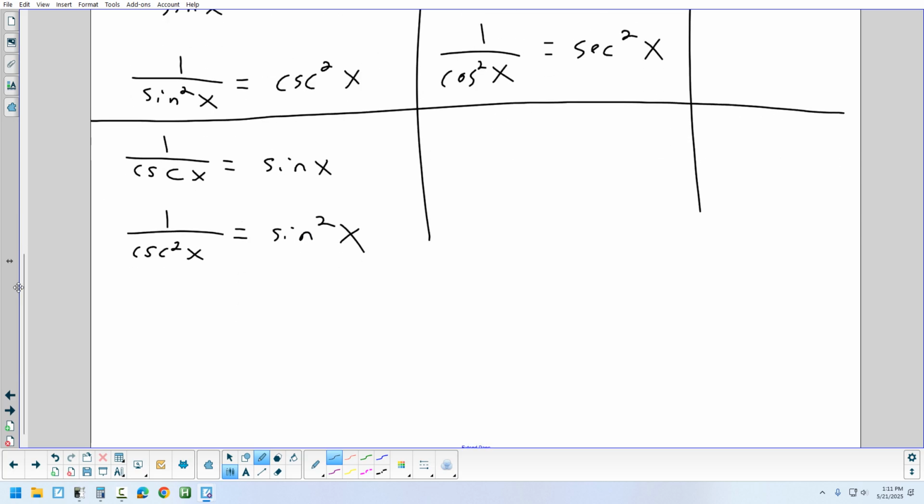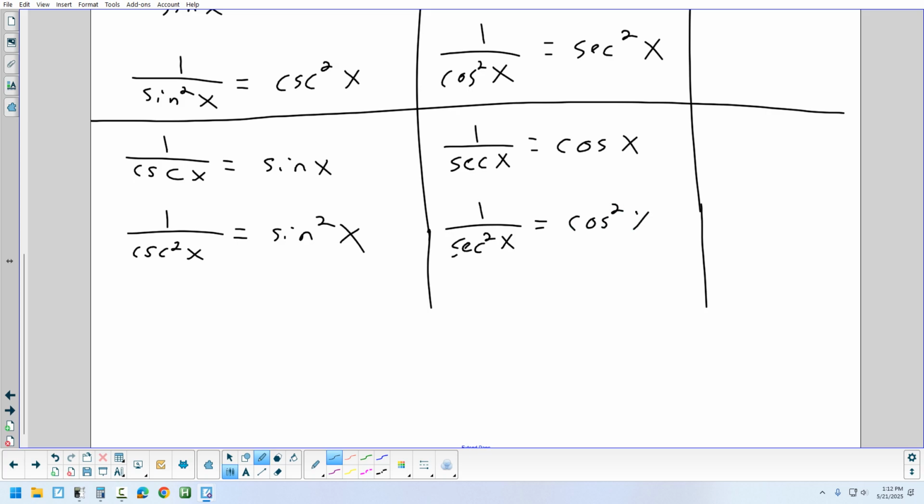There's another one. Do this one. If you flip secant, what trig function do you get? Cosine. You get the cosine. So if you flip secant squared, what function do you think you get? Cosine squared. Okay, so I'm going to show you how one of those could come up.